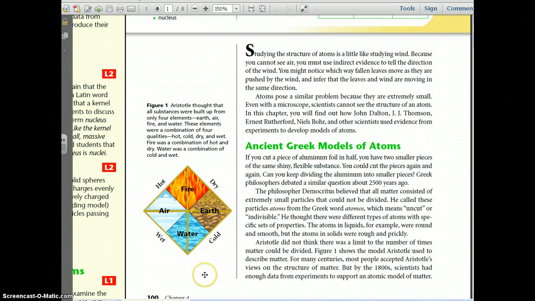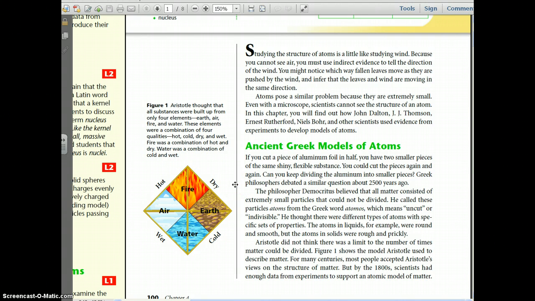Figure 1: Aristotle thought that all substances were built up from only four elements: earth, air, fire, and water. These elements were a combination of four qualities: hot, cold, dry, and wet. Fire was a combination of hot and dry. Water was a combination of cold and wet.